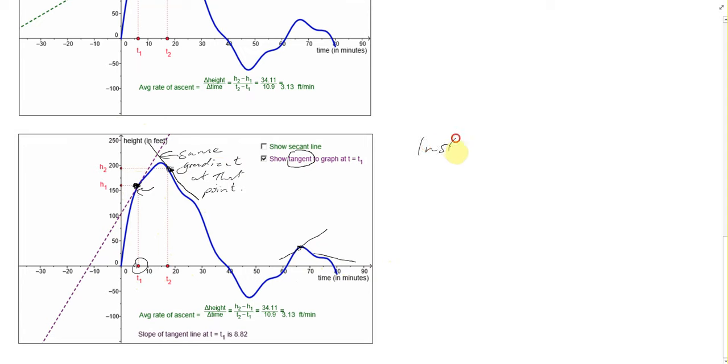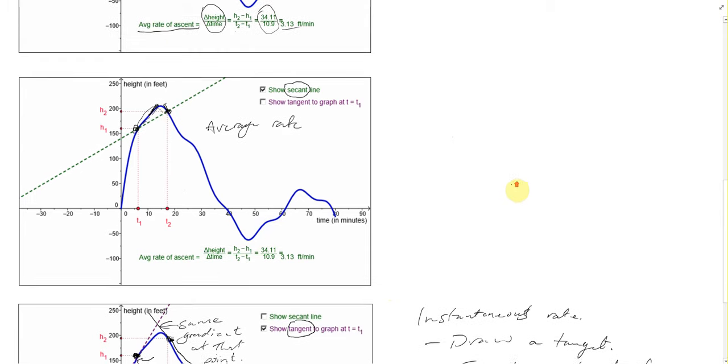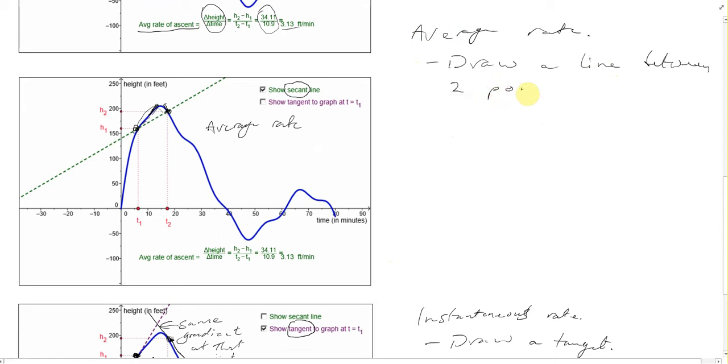So for instantaneous rate, the key is to draw a tangent, and then find the gradient of the tangent. Whereas for average rate, the key is to draw a line between two points, and then find the gradient of that line. Awesome. So that's the key piece of knowledge that we really need to know.